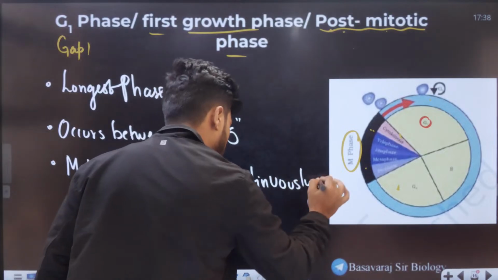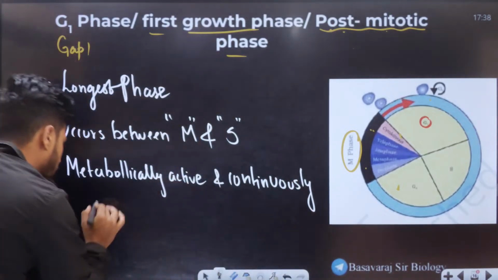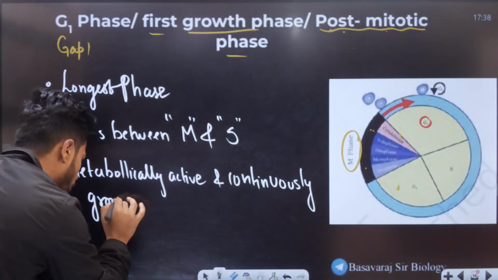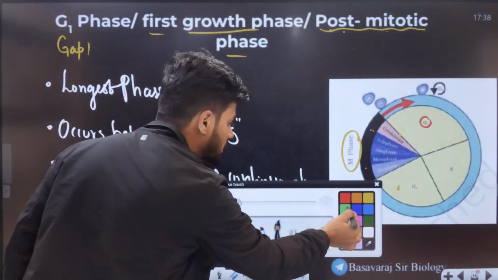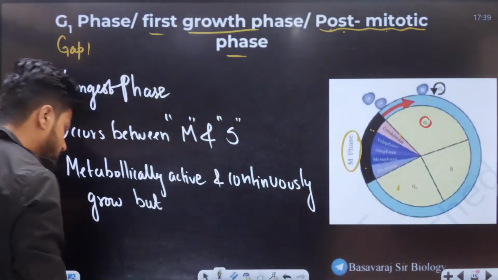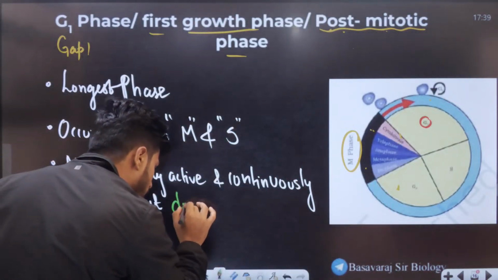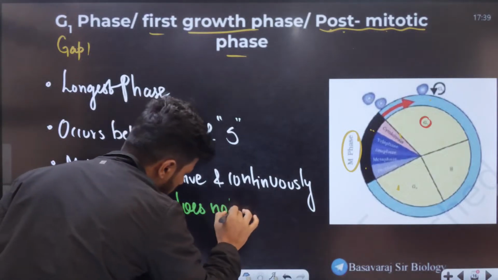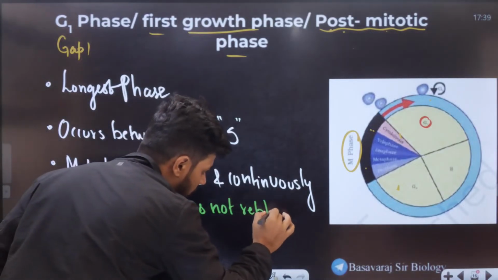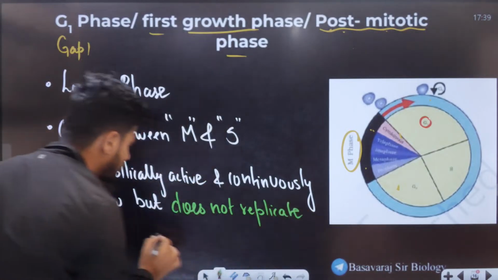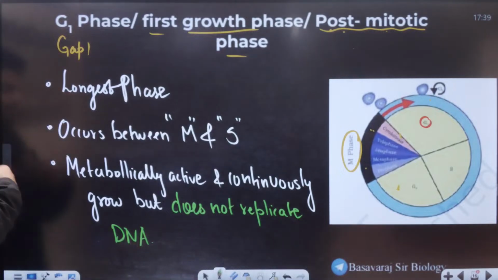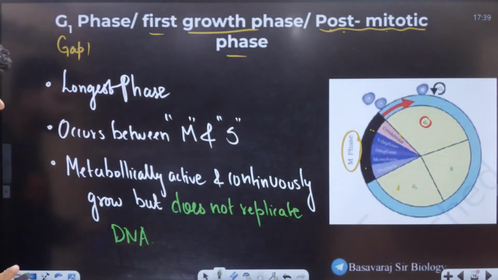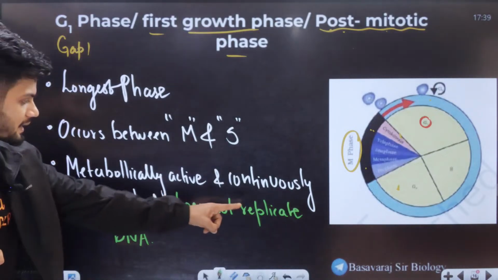It is going to continuously grow, but is very important. The cell is going to continuously grow, but does not replicate DNA. It does not replicate DNA. That is, the cell is metabolically active. It is continuously growing. The cell is growing here, but does not replicate DNA.